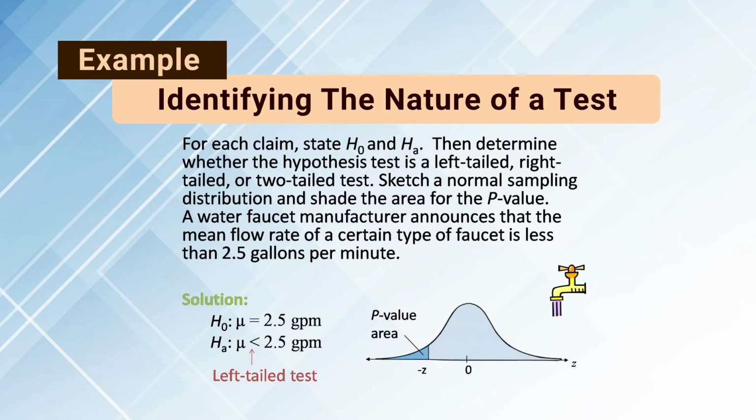And if we take another example, for identifying the nature of the test, for each claim state the null hypothesis and alternate hypothesis, then determine whether the hypothesis test is left tail, right tail or two-tailed. Sketch a normal sampling distribution and shade the area for the p-value. A water faucet manufacturer announces that the mean flow rate of a certain type of faucet is less than 2.5 gallons per minute. So mu is equal to 2.5, and this is called the null hypothesis. And if you talk about the alternate hypothesis, mu is less than 2.5. So this is called a left tail because the p-value area is coming at the left side, which is in blue color at the bottom of the tail.